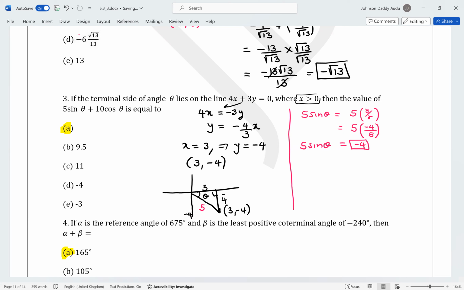Then we can look for 10 cosine theta. It is going to be 10 times what? Cosine is what? x over r. So this is actually our x, this is our y, and this is r. Right? So this is going to be 10 times x, which is 3, over r, which is still 5. So this will give us 6.